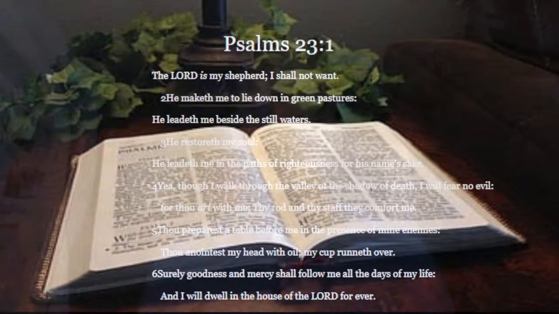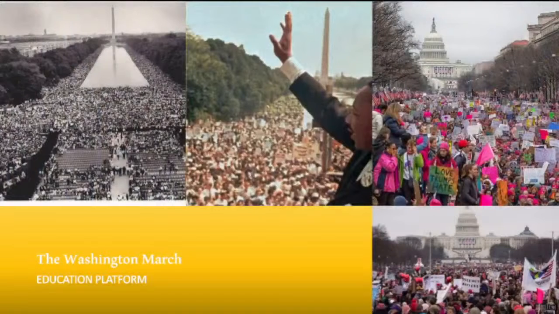Now, our first lesson is about the Washington March. The Washington March was led by George Washington in Washington, D.C. in the 18th century. The purpose of the Washington March was to help black people, also known as Negroes, to have jobs and freedom in America.